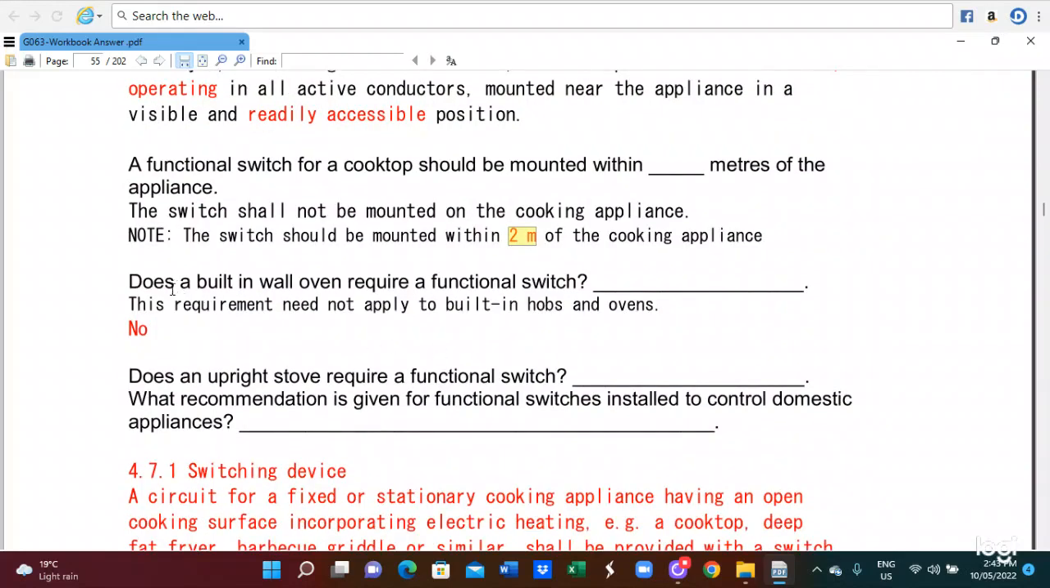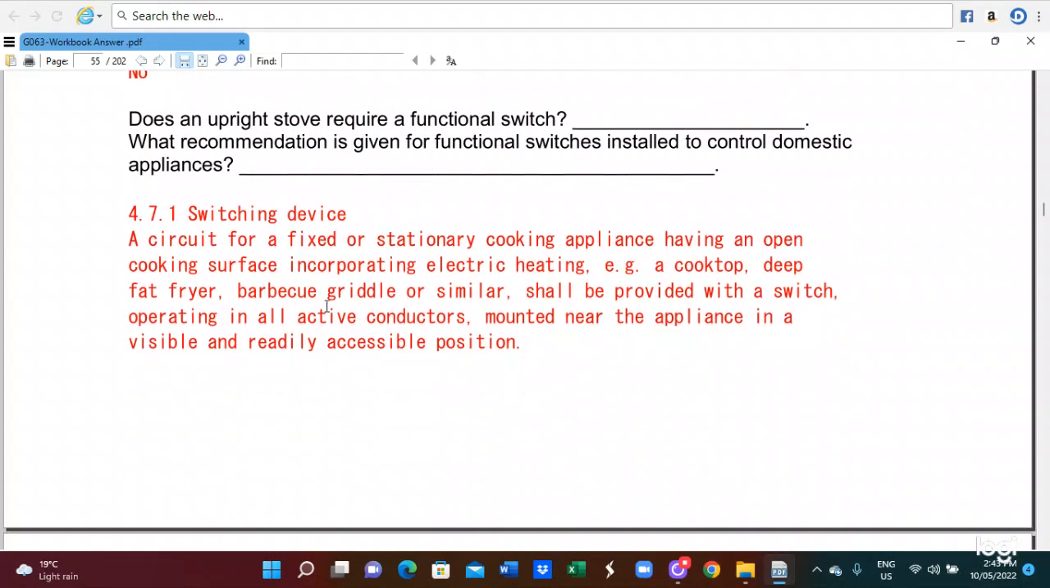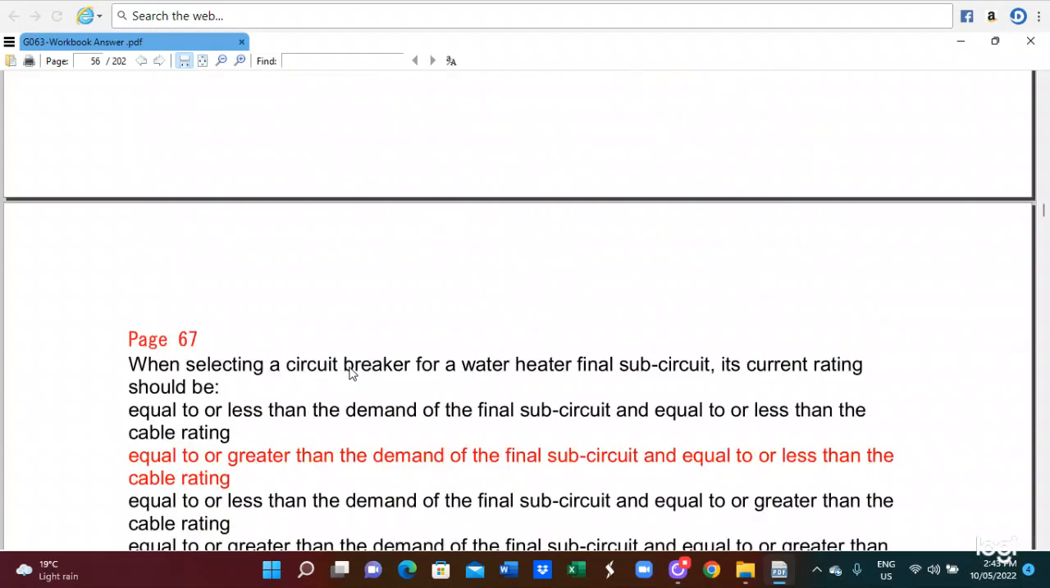Does a built-in wall oven require a functional switch? The answer is no, because clause 4.7.1 mentions the switching device. It refers to the circuit for a fixed or stationary cooking appliance having an open cooking surface incorporating electric heating, such as a deep fat fryer, barbecue grill or similar, which shall be provided with a switch operating in all active conductors mounted near the appliance in a visible and readily accessible position.